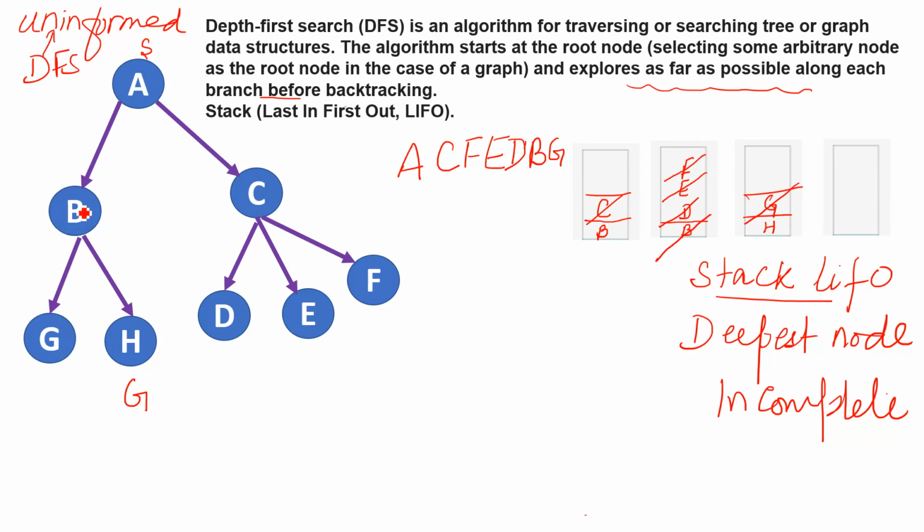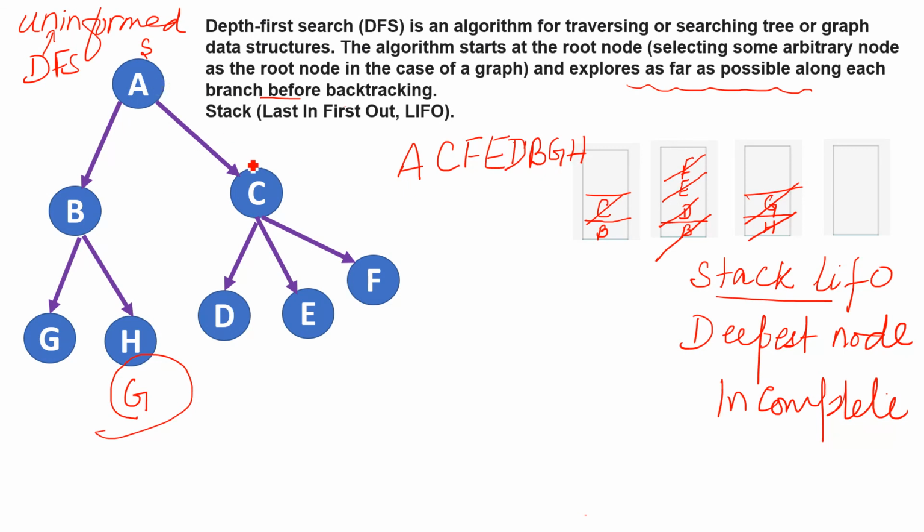B. B is the parent of G. We have already used B. That is why we will not write down again. It will come to the H. And here is H. When I will remove this H. So see here, in order to reach our goal state, according to DFS, our route is A to C, C to F, then E, D, B, G, H.